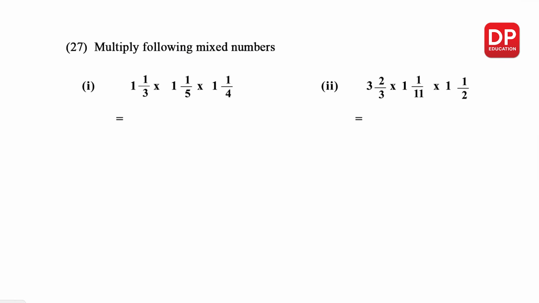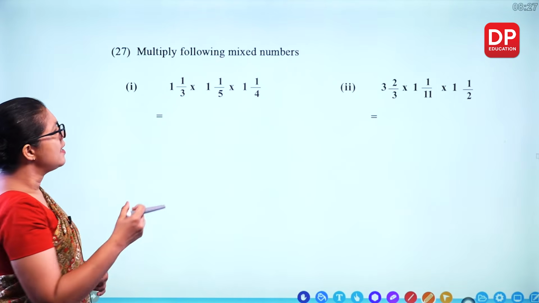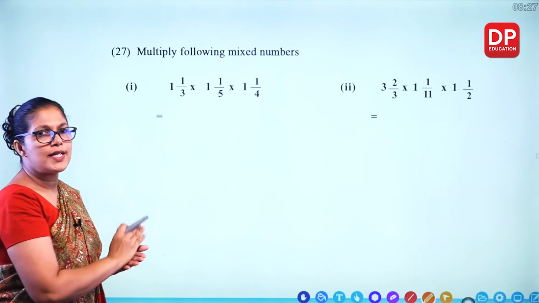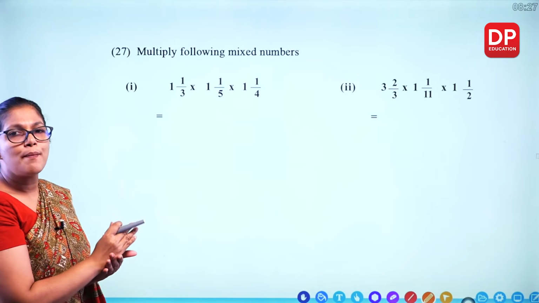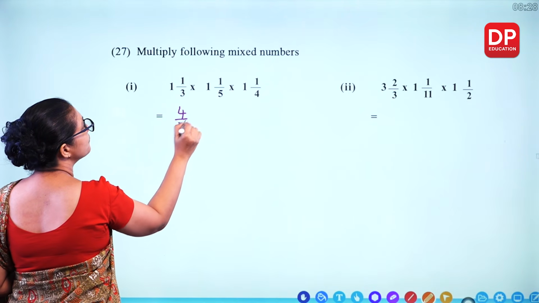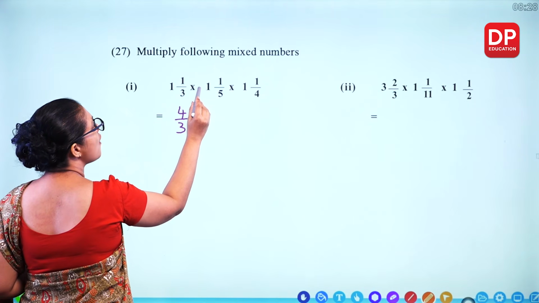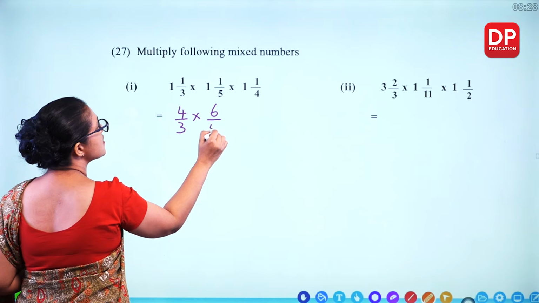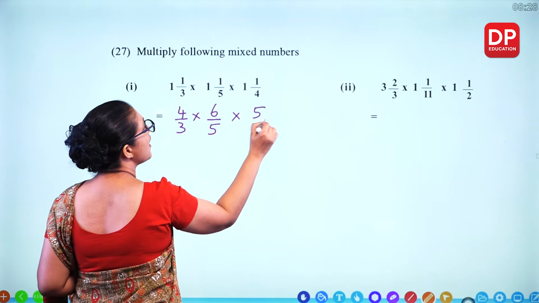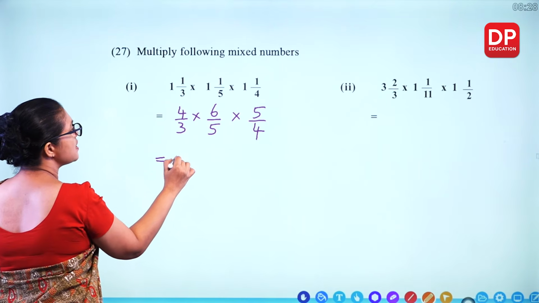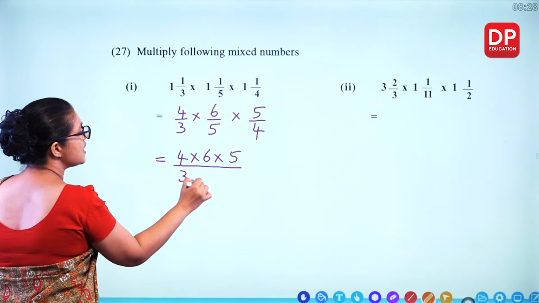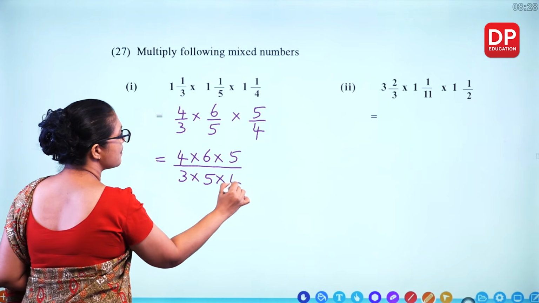Multiply the following mixed numbers. We are doing the same thing. Even if you get 3 mixed numbers, you do the same procedure. You convert to improper fractions. 3 times 1, 3. 3 plus 1, 4. Here, 5 times 1, 5. 5 plus 1, 6. 4 times 1, 4. 4 plus 1, 5. Now multiply numerator separately, denominator separately.